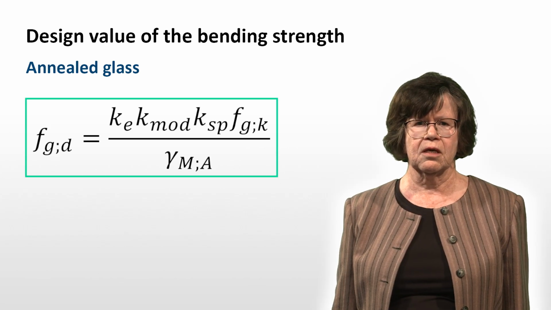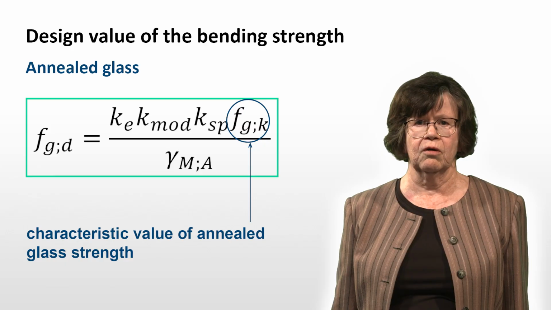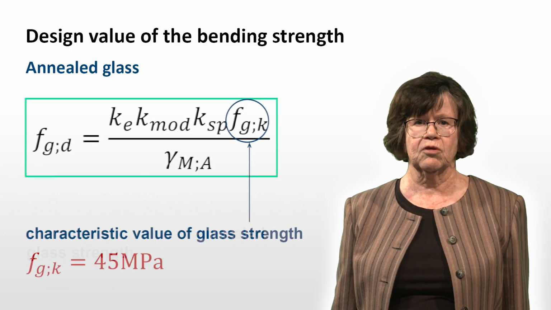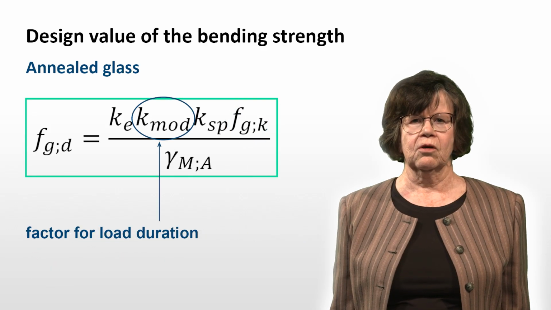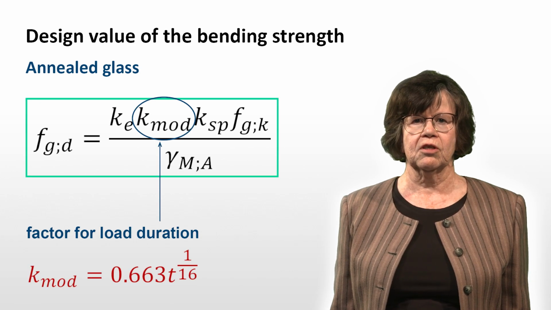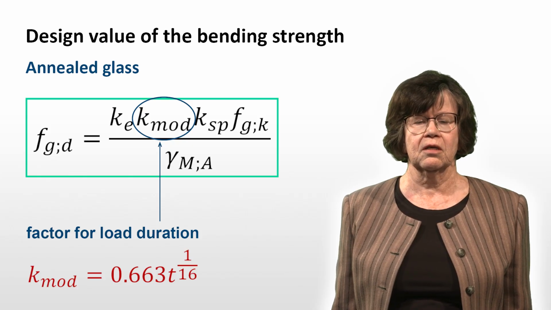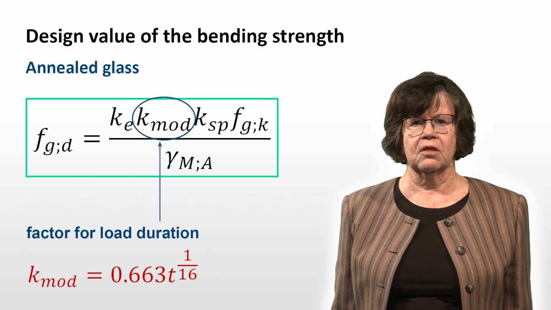Design value of the bending strength of any yield class is determined from the characteristic value according to this equation. fgk is a characteristic value of the bending strength of any yield class for soda lime silicate float glass, equal to 45 megapascals. k_mod is a factor for the load duration, reaching values from 1 for loads with a very short duration, for example wind gust, down to the smallest value of 0.29 for the permanent load such as self-weight. It significantly affects the values of the design bending strength of glass. For determination it is possible to use this equation.